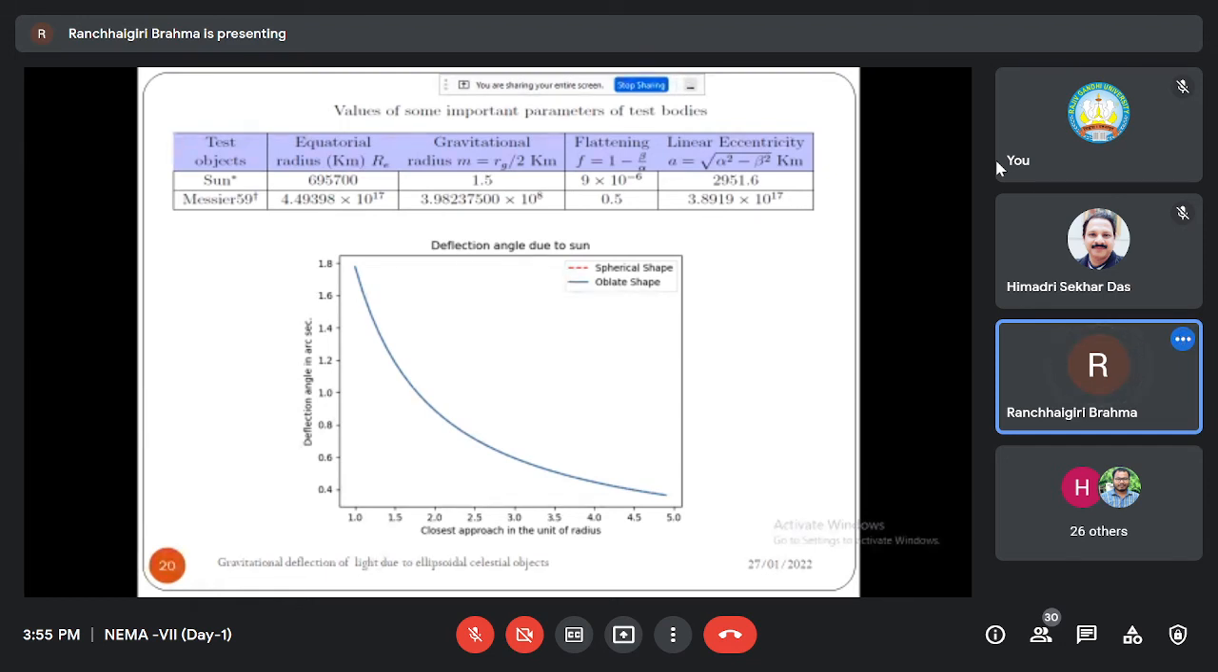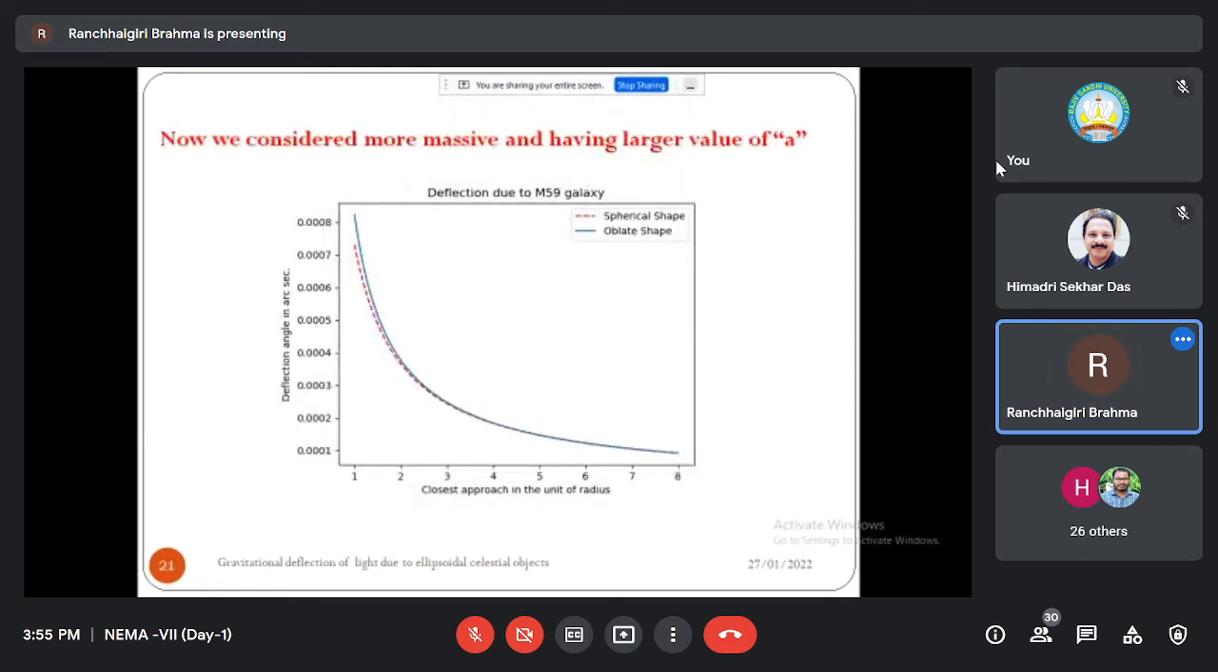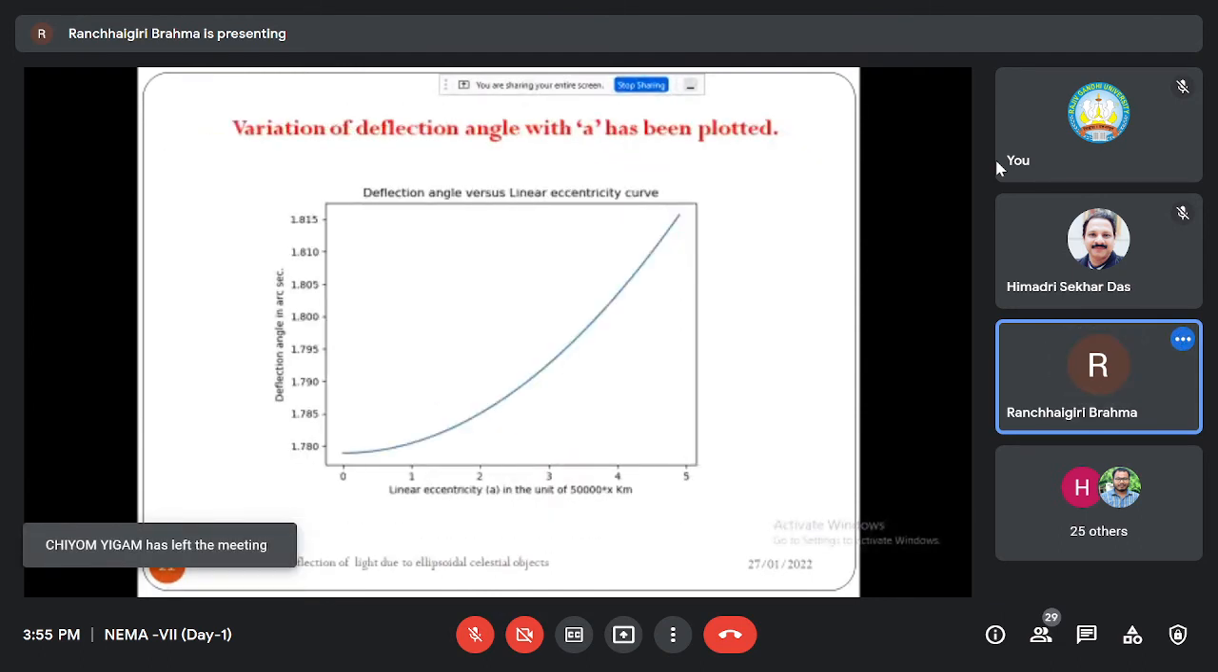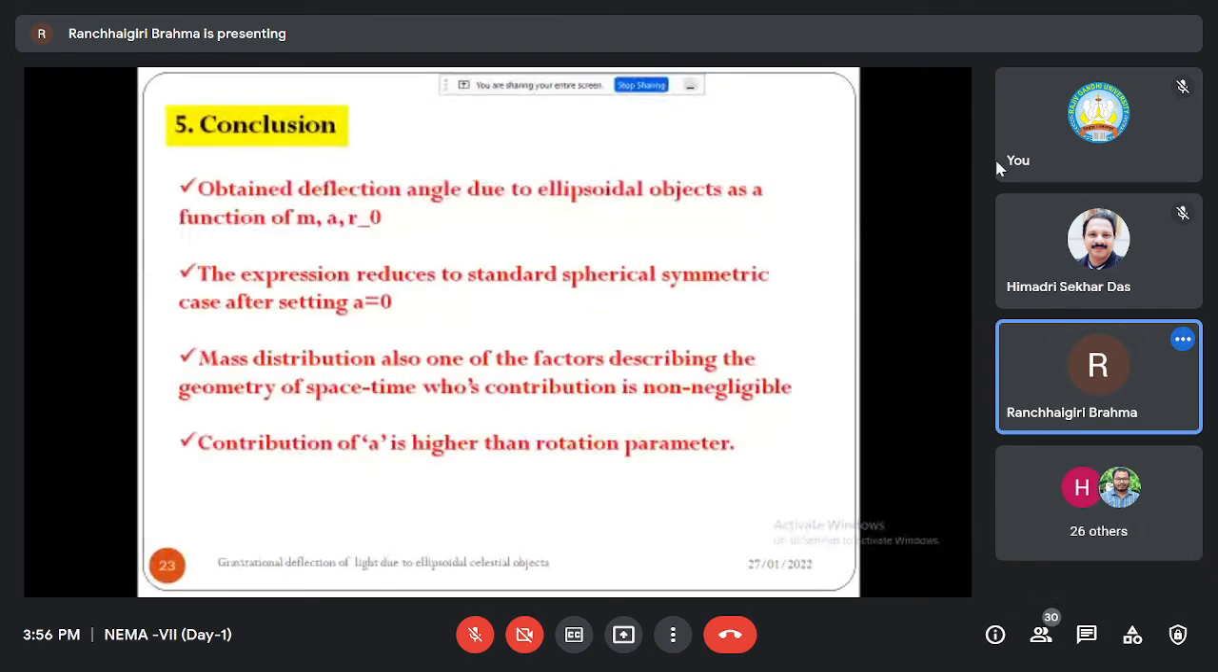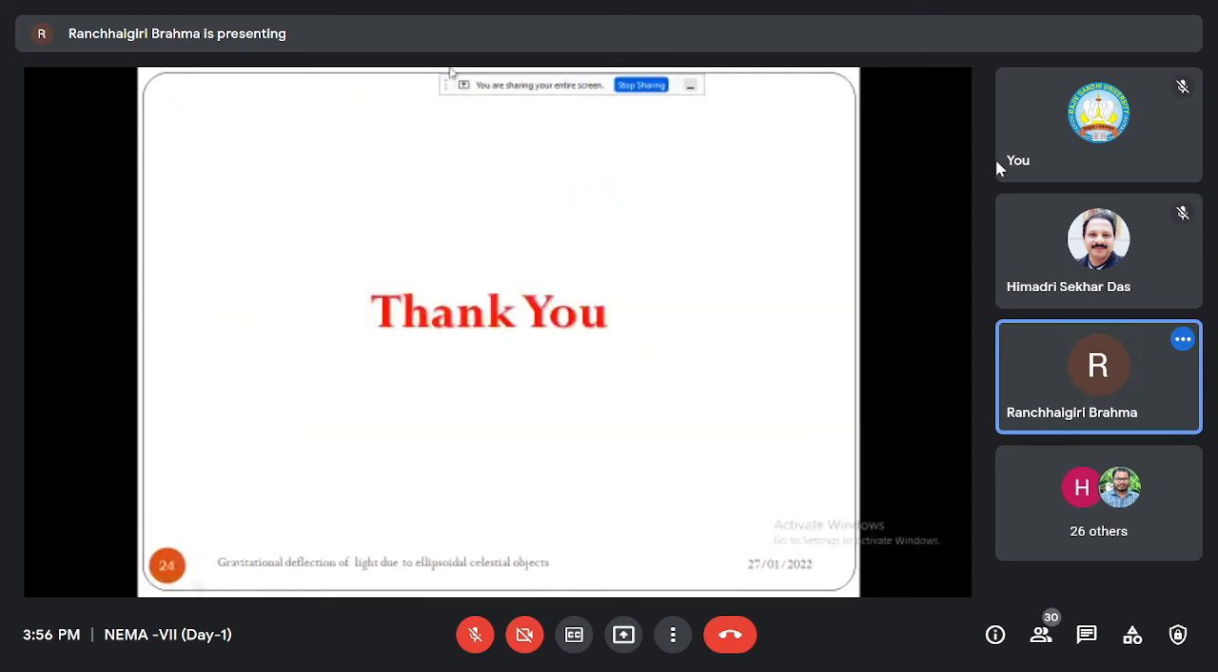curves showing the angle of deflection due to the Sun, and for the M59 galaxy. This curve shows that with increasing value of A, the deflection angle also increases. In conclusion, we obtain that the ellipsoidal mass contribution of A is higher than the rotating parameter. Thank you.